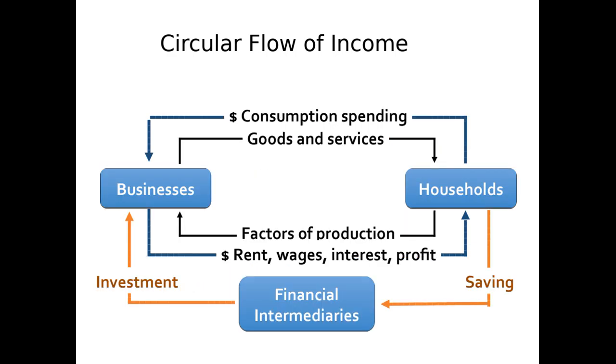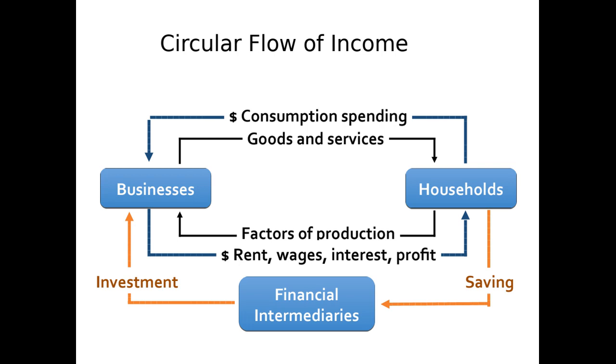Now there's a problem, because when households sell their factors of production to the businesses, they are not going to spend all their income on buying these goods and services. Households also save money. Now there are two options. Either you just keep your saving under your pillow or you save with a bank. So this is what we call financial intermediaries. This is not financial market. This is financial intermediaries.